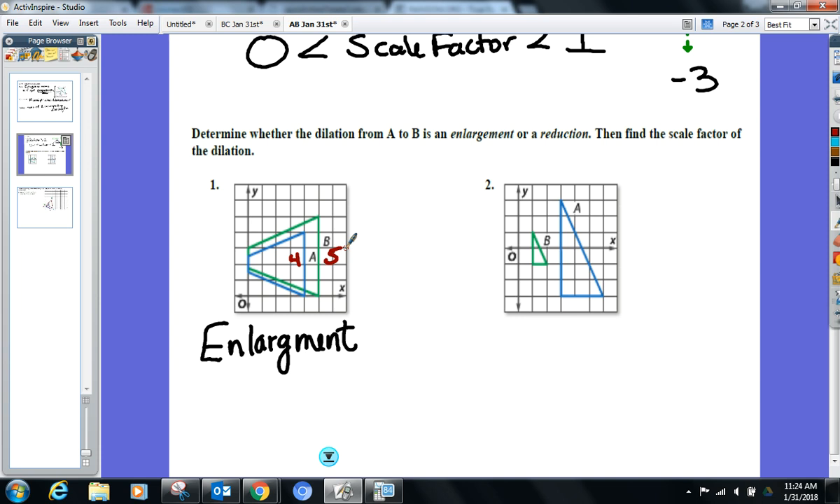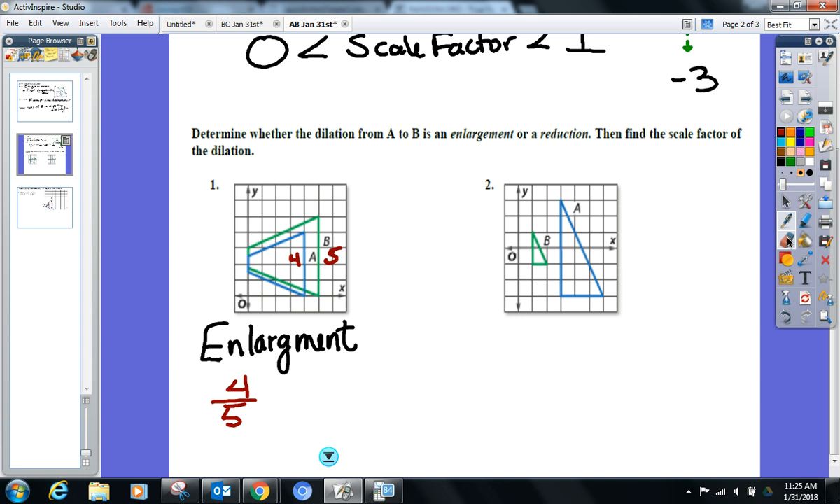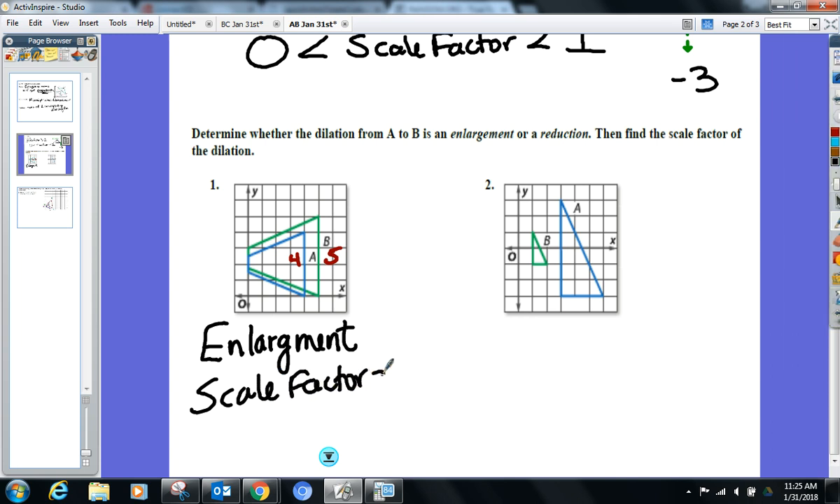So you can't tell me right now that your scale factor is 4 to 5. Why not? That's not bigger than 1. If it's an enlargement, it's got to be bigger than 1. So it can't be 4 to 5. It's got to be 5 to 4. So my scale factor, 5 to 4. That tells me, hey, it's getting bigger. We see why it's got to be 5 to 4 versus 4 to 5.